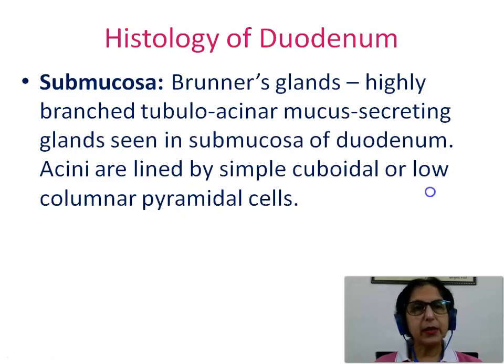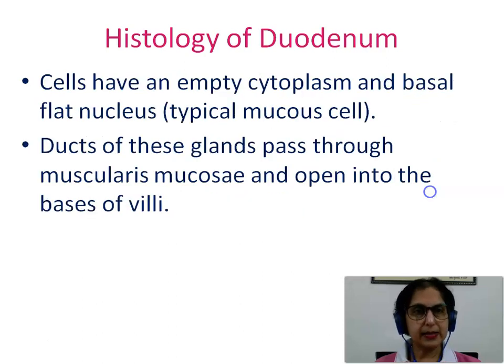Next we go on to see the submucosa. Brunner's glands are highly branched tubulo-acinar mucus secreting glands seen in the submucosa of the duodenum. Acini are lined by simple cuboidal or low columnar pyramidal cells. Cells have an empty cytoplasm and a basal flat nucleus, typical of a mucus acinus.